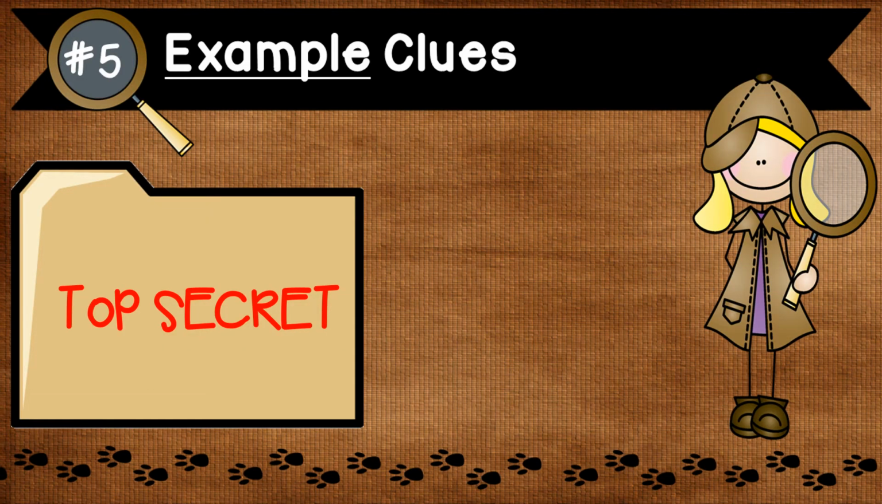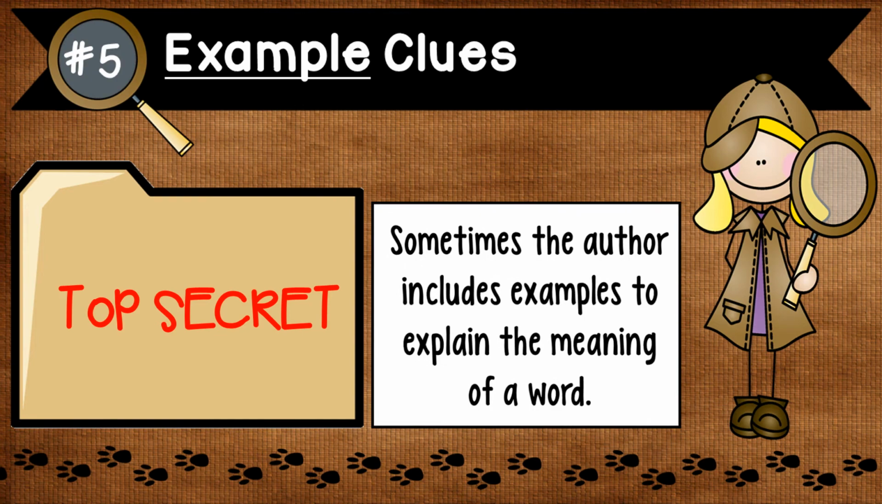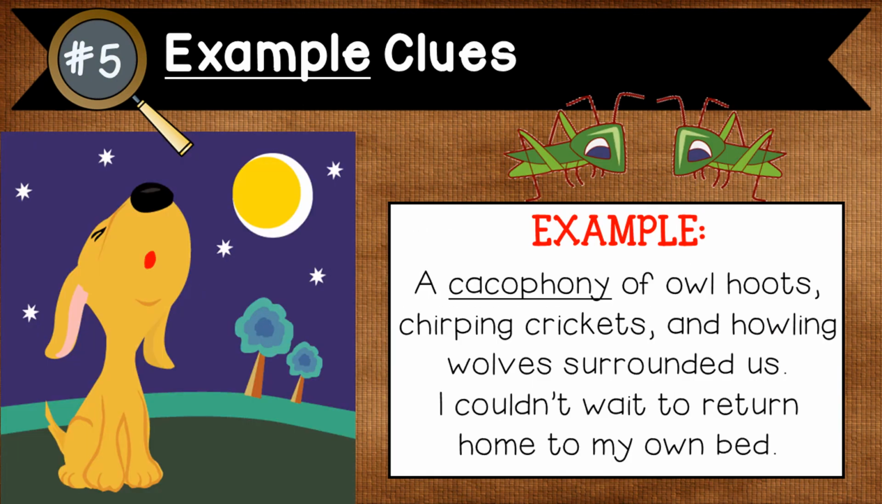Another form of clue, and the last example, is example clues. Sometimes the author includes examples to explain the meaning of a word. A cacophony of owl hoots, chirping crickets, and howling wolves surrounded us. I couldn't wait to return home to my own bed. So in this case, the author kind of draws a picture for you, and it illustrates that a cacophony must be a lot of noise.